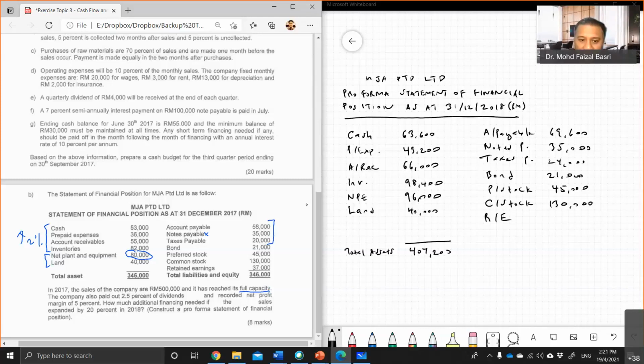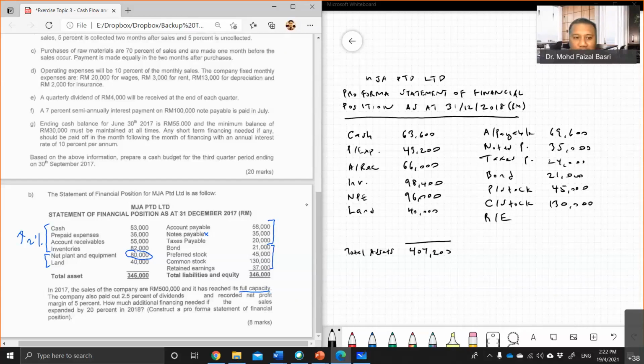Okay, and the rest of long-term liabilities and equity will remain the same. For example, bond 21,000 remains 21,000, preferred stocks 45,000, and common stocks 130,000. So that was the last item we put last week. Right, so we are left with one more item, which is the retained earnings. Retained earnings currently is 37,000.